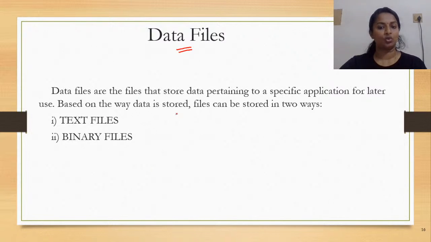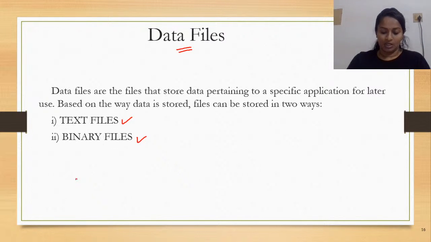Based on the way the data is stored, the files are also stored in two ways. The names associated with them are text files and binary files. The text files, whatever we type from the keyboard, yes, it is also coming in data file itself, but I am planning to take it as a separate category. So the text file, whatever we type from the keyboard, all the characters as and how it appears in the plain text format, this is the same way in which the data appears in the text files also.